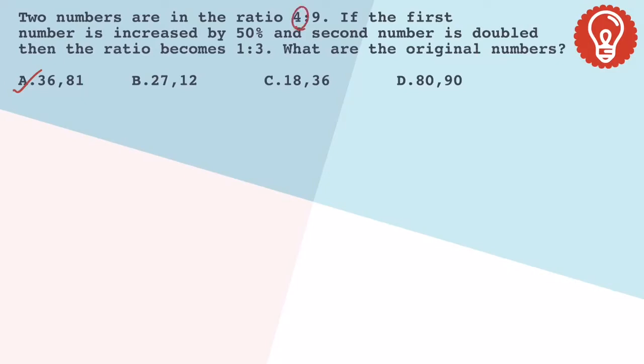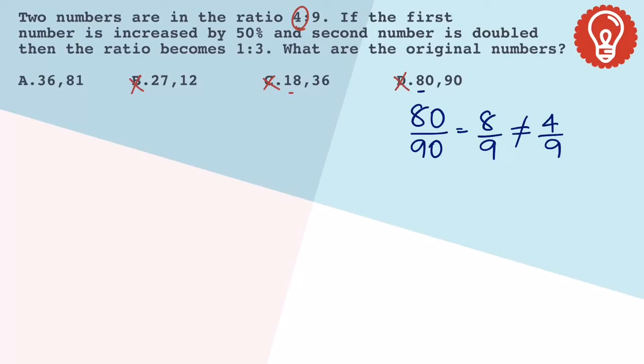See, the first number should be divisible by 4. 27 is not divisible by 4 and 18 is not divisible by 4. Therefore, both option B and C are eliminated. And in option D, 80 is divisible by 4, but if I write 80:90 in a ratio and simplify it, this is in the ratio 8:9, which is not equal to 4:9, not satisfying the condition in the question. Therefore, option D is the wrong answer.